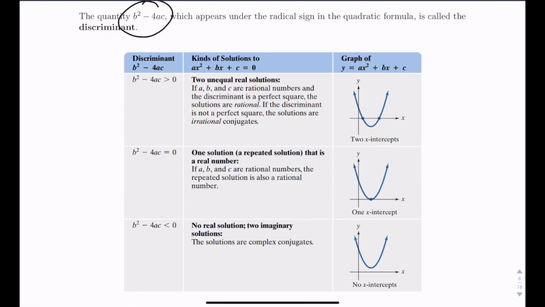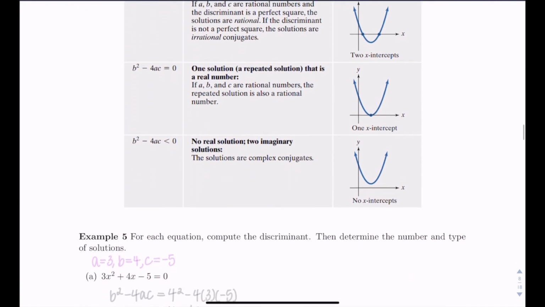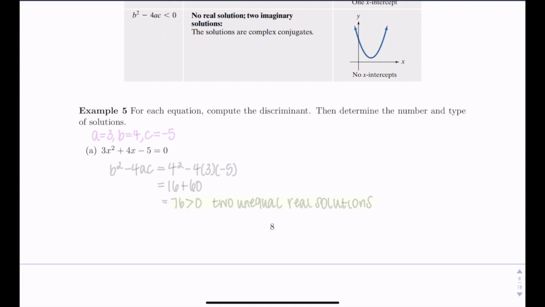This means that you end up having 2 x-intercepts on your graph. If your discriminant is equal to 0, you will have 1 solution, which is a repeated solution, or you'll have 1 x-intercept. If your discriminant is less than 0, that means you have 2 imaginary solutions, so 2 solutions that have the imaginary unit i involved, and you will have no x-intercepts when you graph it. So we just want to compute the discriminant and then determine the number and the type of solutions.